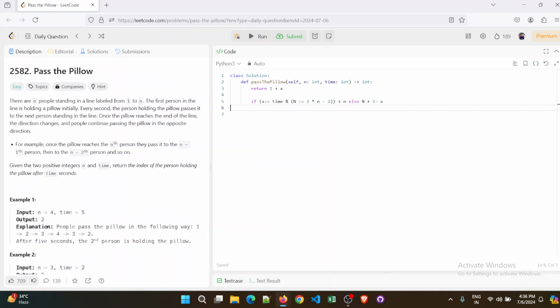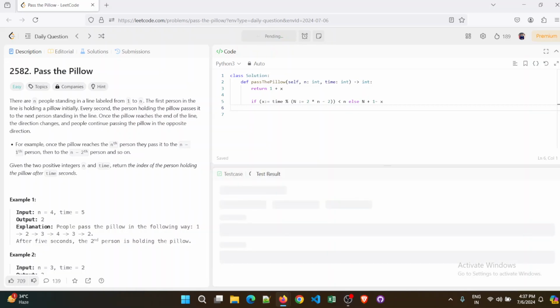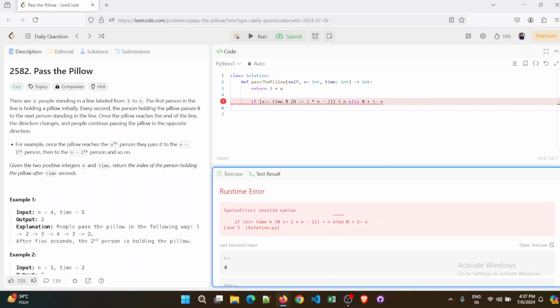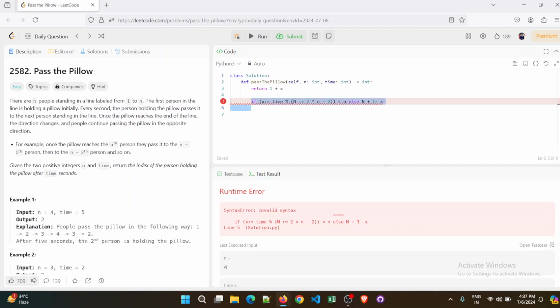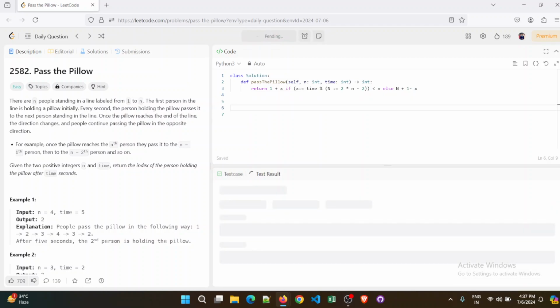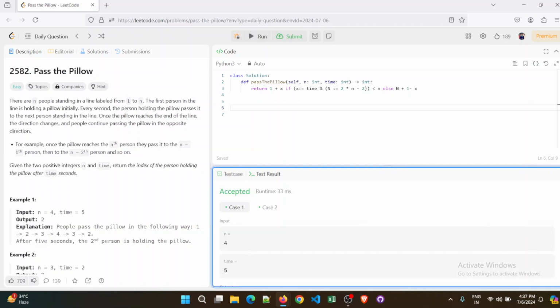Let's run the code. We can also write this. Okay, it accepted. I hope this explanation helped you understand the problem and the solution clearly.